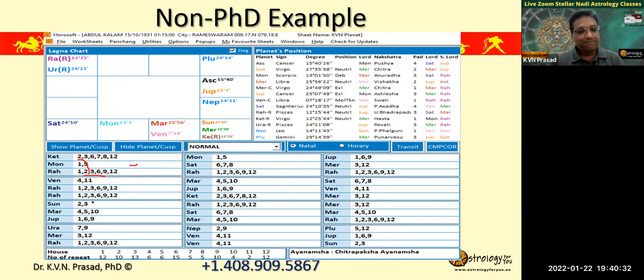What about Venus? Here, except 2 and 4, 9 is there. 5 is there, 2 is not. 4, 9 is there. And what about Sun? 4, 2, 5, 9. It's there, right?